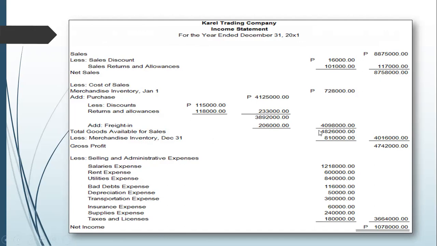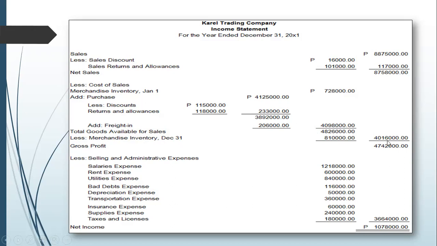Itong tawag dito, total goods available for sale, 'di ba? Nag-add natin yung merchandise inventory ng January 1. Then ililess daw po natin yung merchandise inventory ng December 31. Okay? So, after nyo po yan i-less, 4,826,000 less 810,000 na merchandise inventory ng December 31. So, a total of 4,016,000.